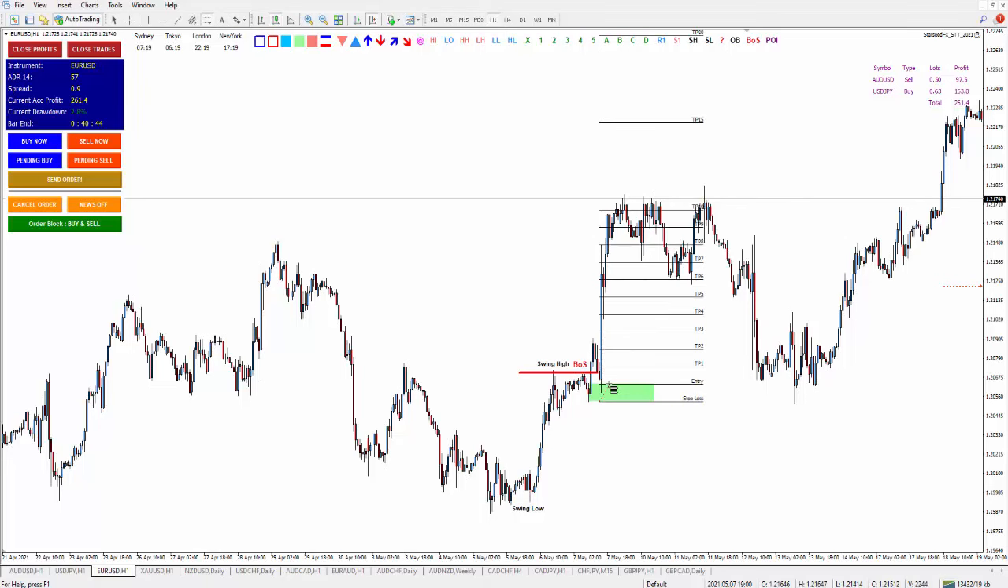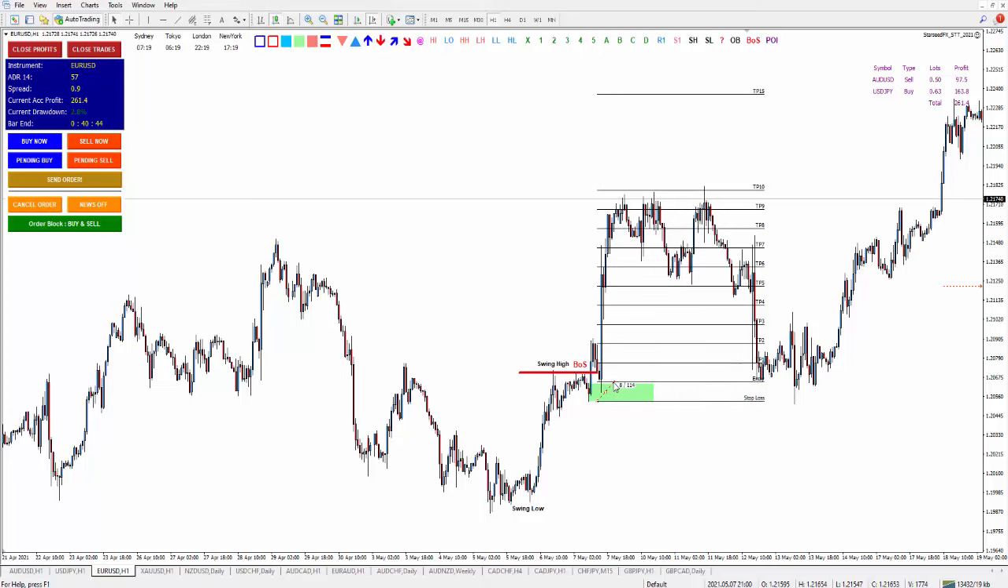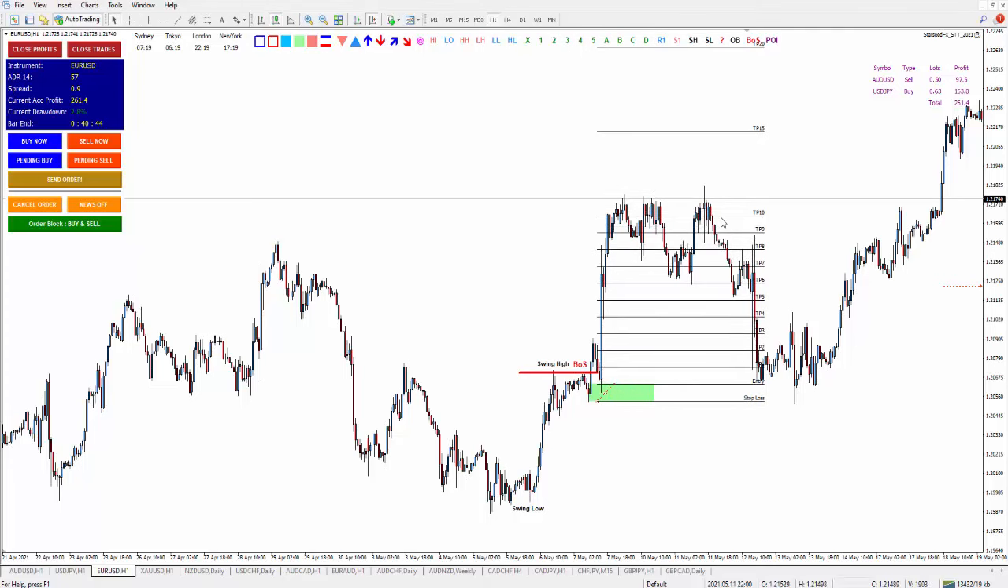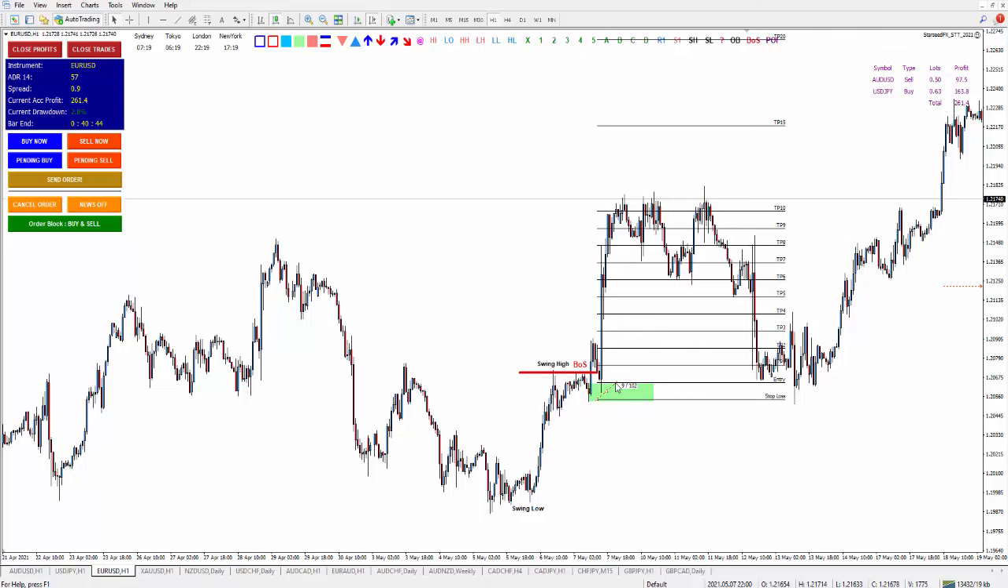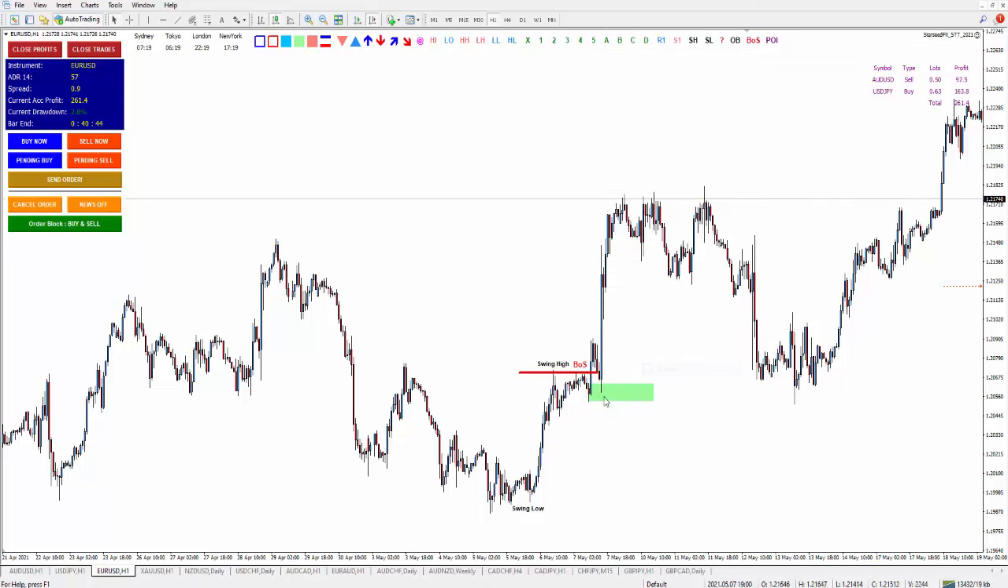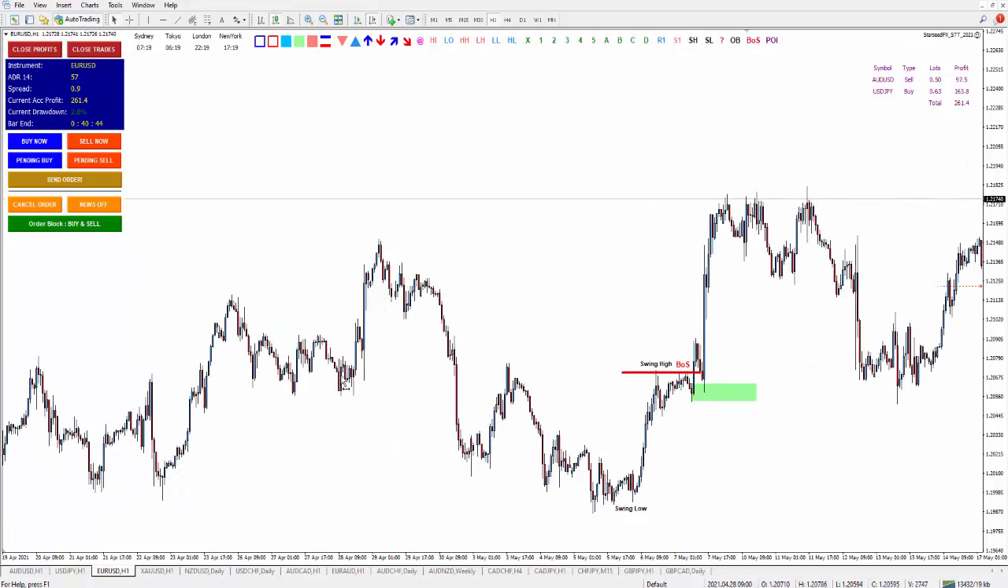Take a look. If you put the pending order here, you see that it's 1 to 10. Okay, so it happens a lot in the order block, getting 1 to 10 like that easily. Okay, now let's see for sell.